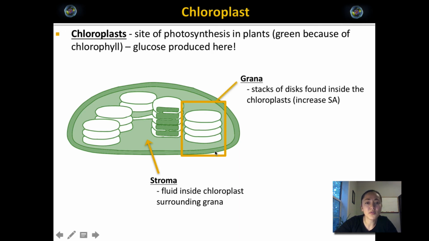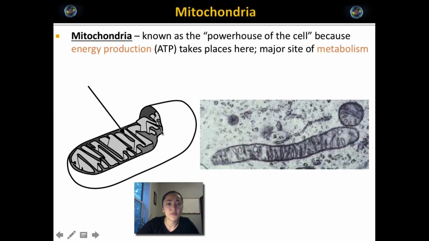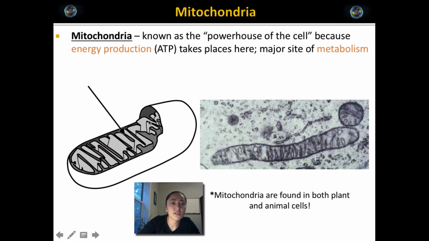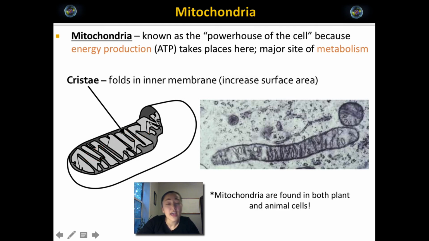Photosynthesis happens both in the grana and the stroma. If we look at the mitochondria, as I said, this is where ATP is made, energy is produced. Energy is actually produced on all these little tiny folds here in the inner membrane, okay? And we call those folds the cristae. And you definitely need to know this term, cristae.